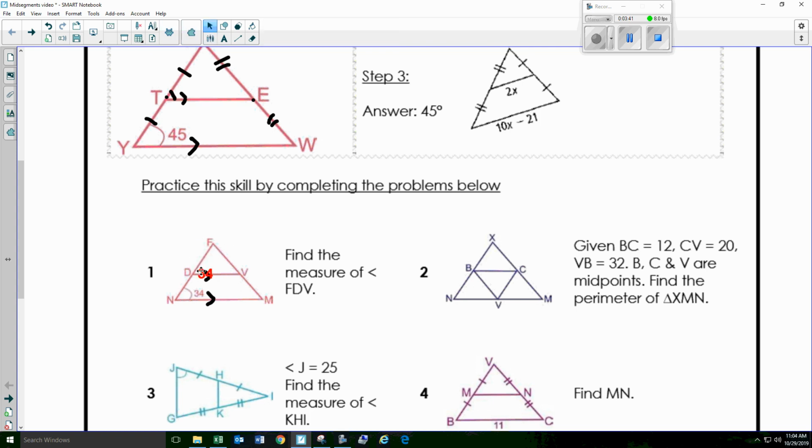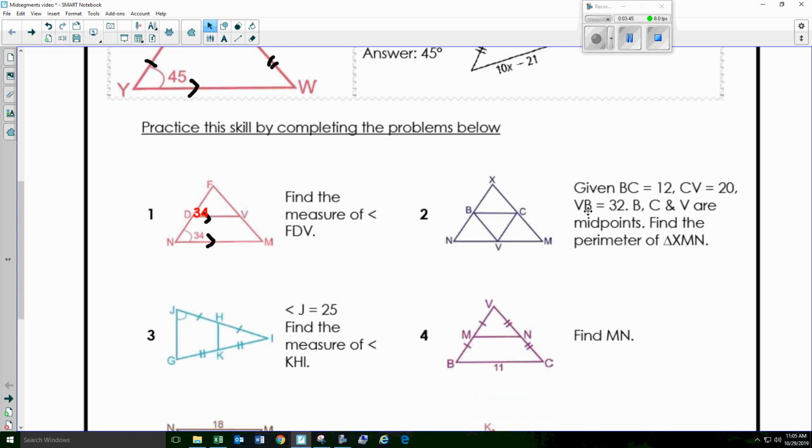Very simple. Okay, we're already talking about corresponding lines. Over here, given BC is 12. Well, we know C and V are the midpoints, so therefore this is a midsegment. That means NM, this whole length, has to be double that, 24. So I'll put the 24 right here, showing us the entire length.